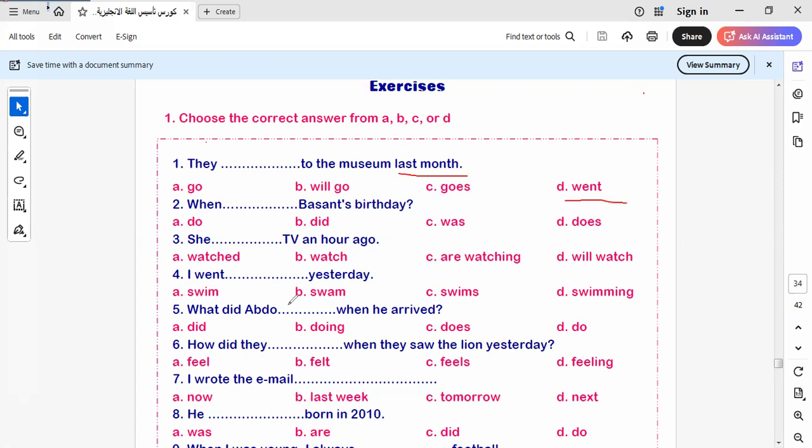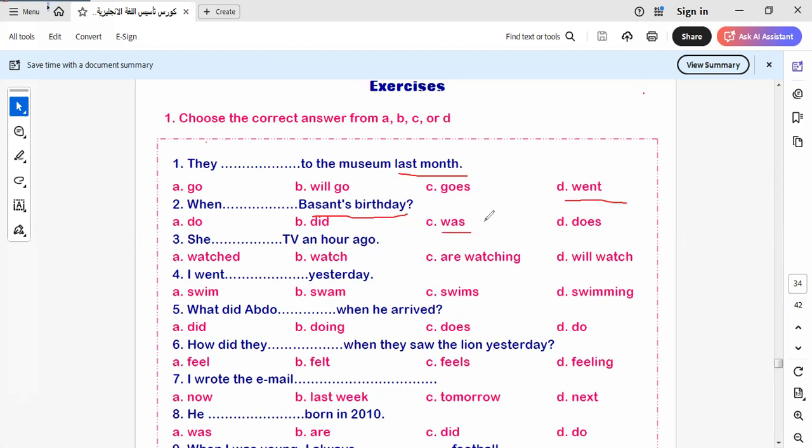Another one, when was Basant's birthday. Here it is the verb to be. It will be here not did, it will be was, because I talk about the past.